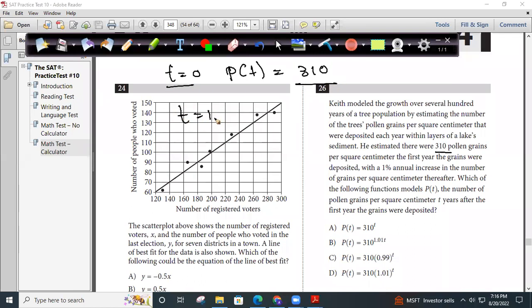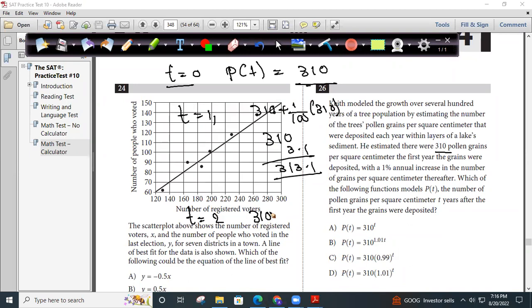When t is equal to 1, there is a 1% increase in this. So 310 plus 1% of 310. So 1% of 310 is 3.1. 310 plus 3.1, which is 313.1. I got two values. Mostly the two values are more than sufficient for me to identify the answer. If at all I don't get it, then I'll put t equal to 2.